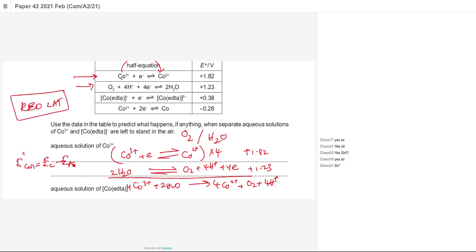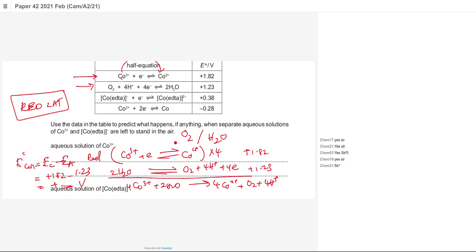Reduction occurs at the cathode, so you can say E reduction minus E oxidation as well. So the cathode is a one-way reduction, which is the first equation. This is a reduction equation, which is plus 1.82 minus 1.23. So you get an overall positive reduction potential. Therefore, this is feasible, right? So cobalt 3 plus gets reduced to cobalt 2 plus in the presence of water in air. So this particular reaction is feasible.